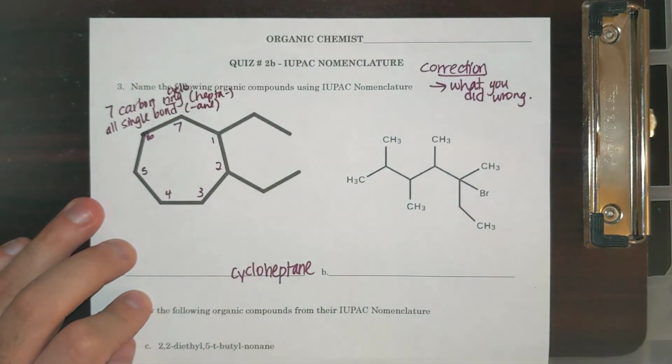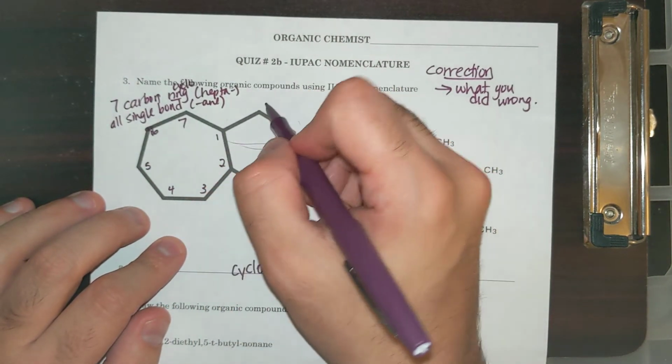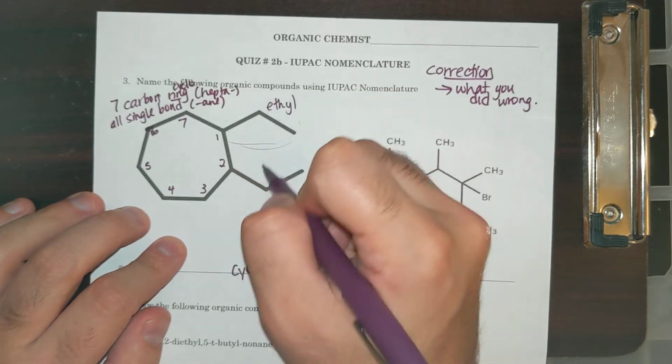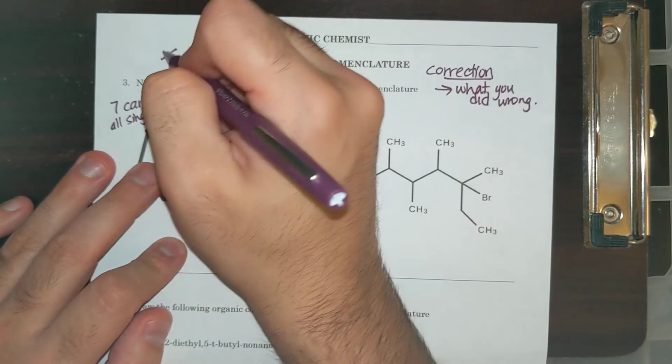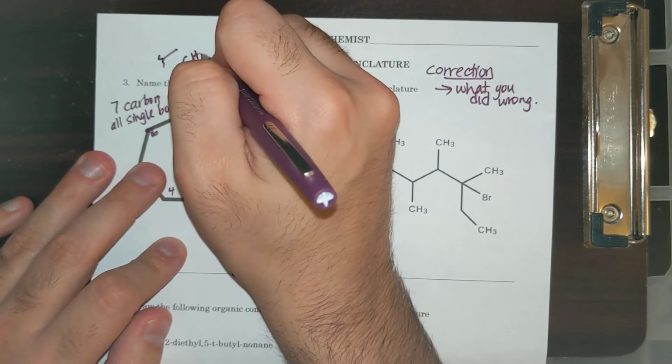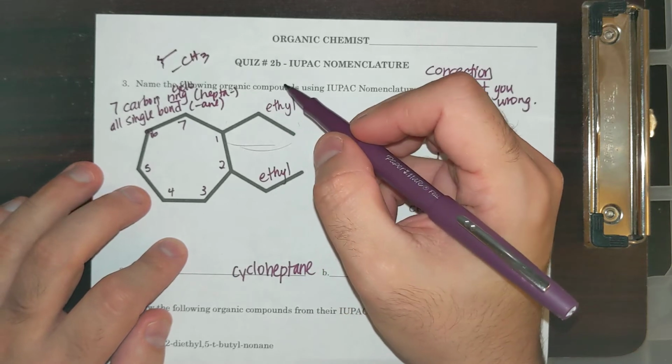So cycloheptane. All right, and now we have these two substituents. These are ethyls. Right? Methyl looks like one line, or it'll look like this. This is not methyl, this is ethyl. There are 2 carbons, and so ethyl.